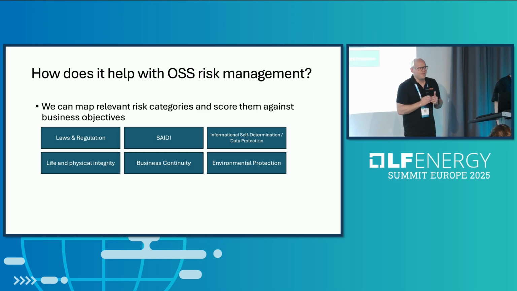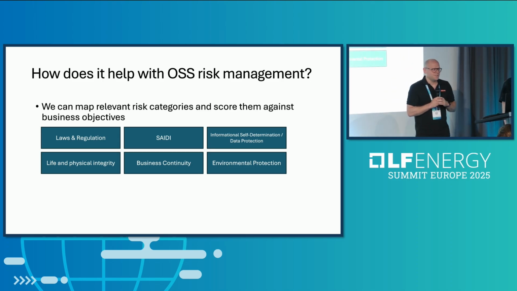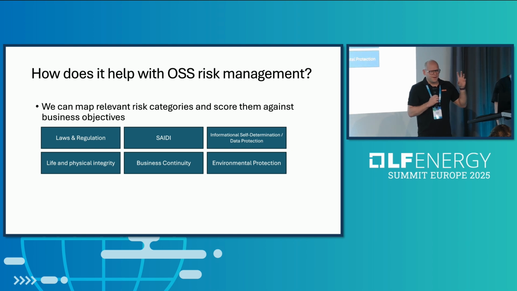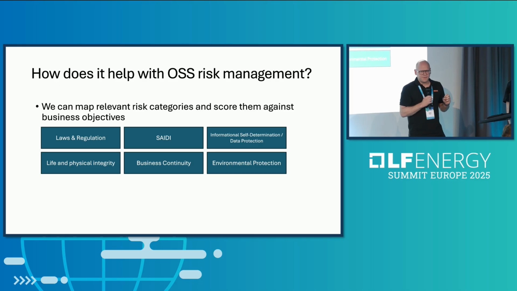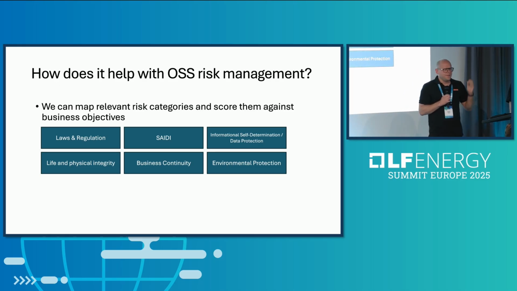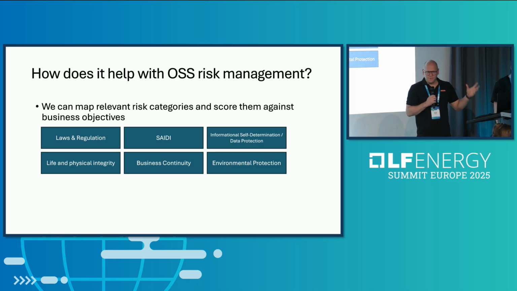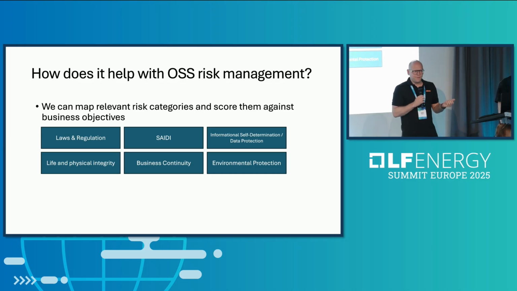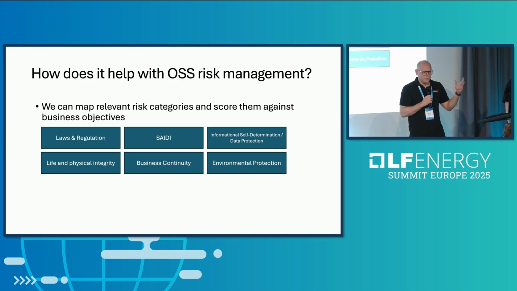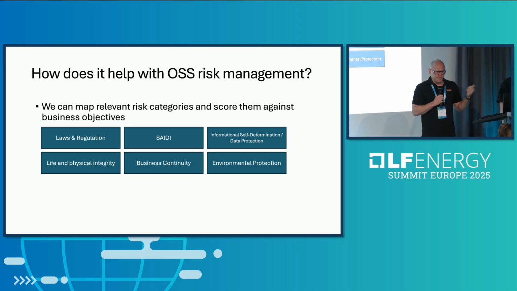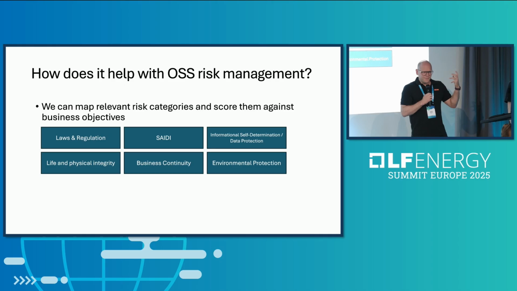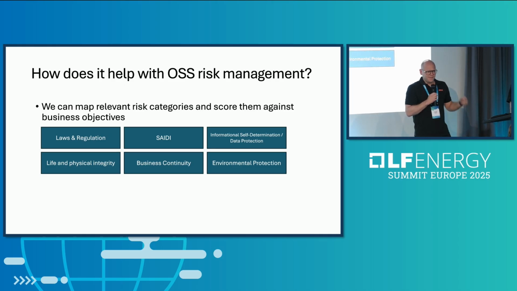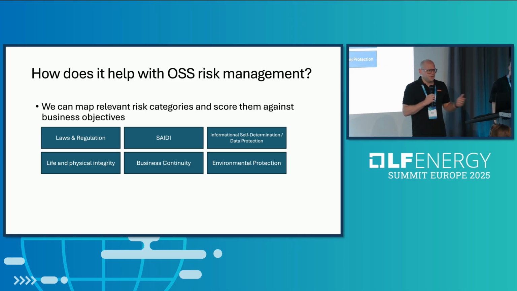How could this help with OSS risk management? If you do traditional risk management, you have a lot of categories of risks. In information security, it could be something like this, and you can do that yourself for your company. Of course, you have: do I breach laws and regulation if I do this? In the energy world, you have the SAIDI, the disruption index, basically how much time people don't have electricity at home. Things like that, business continuity.